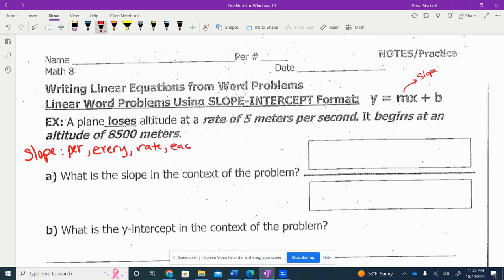You see sometimes each. Let's talk about words that mean the y-intercept. B. Well, flat fee. Beginning. Start. Upfront cost. Or just even the word fee.